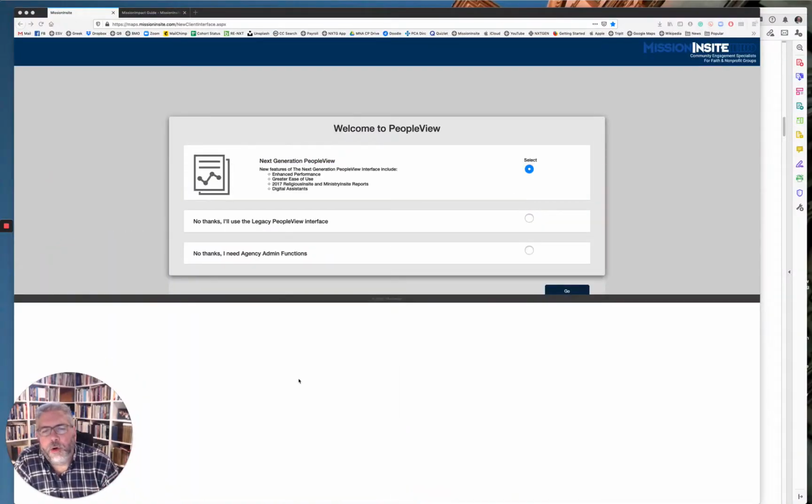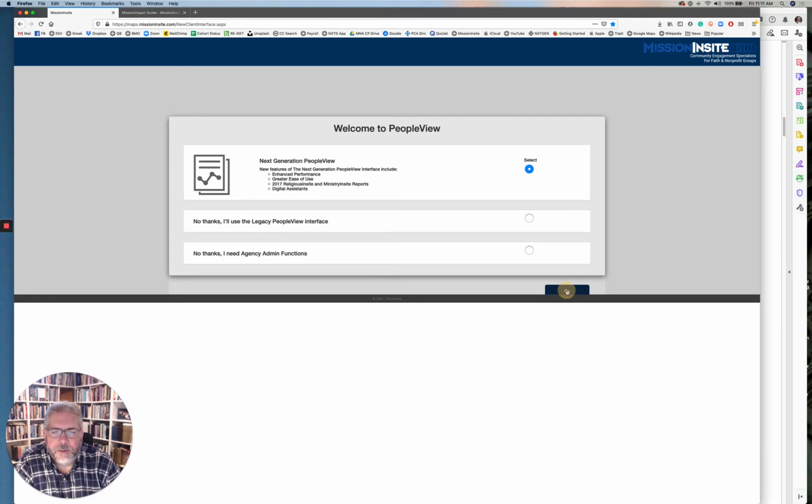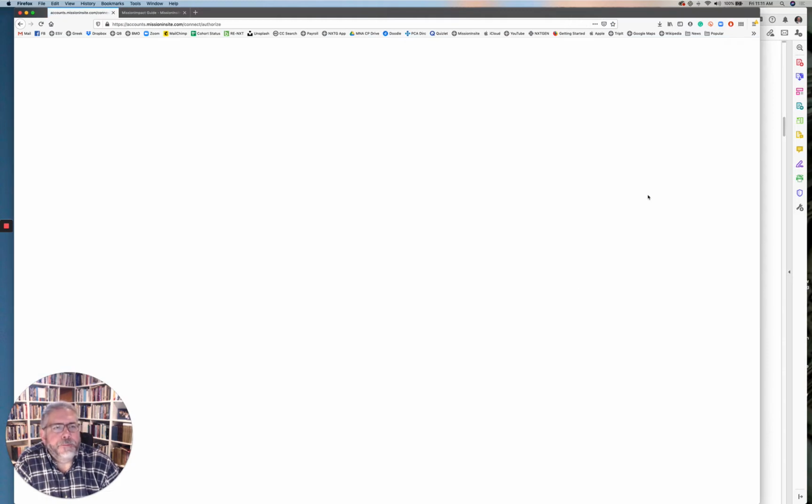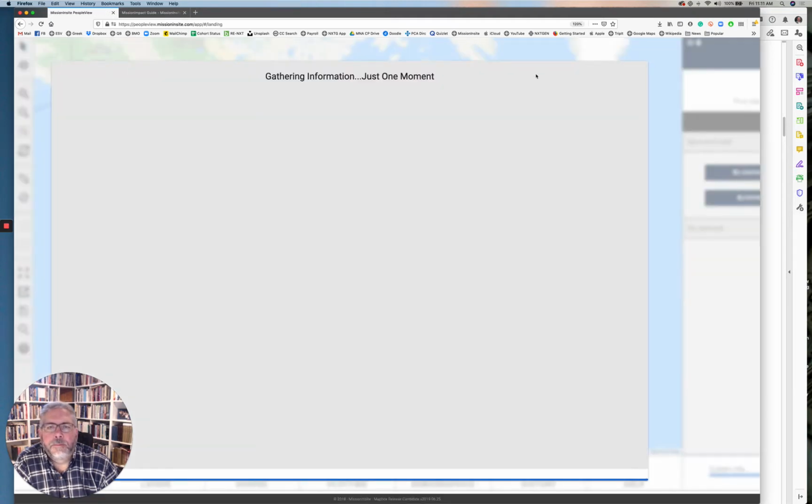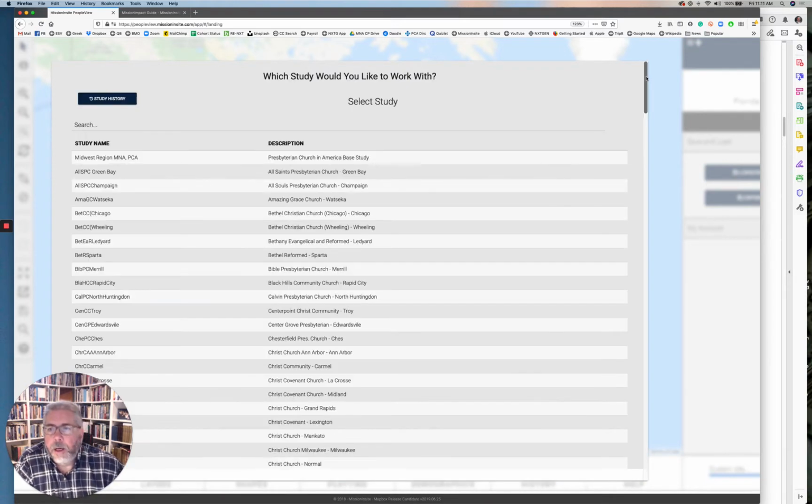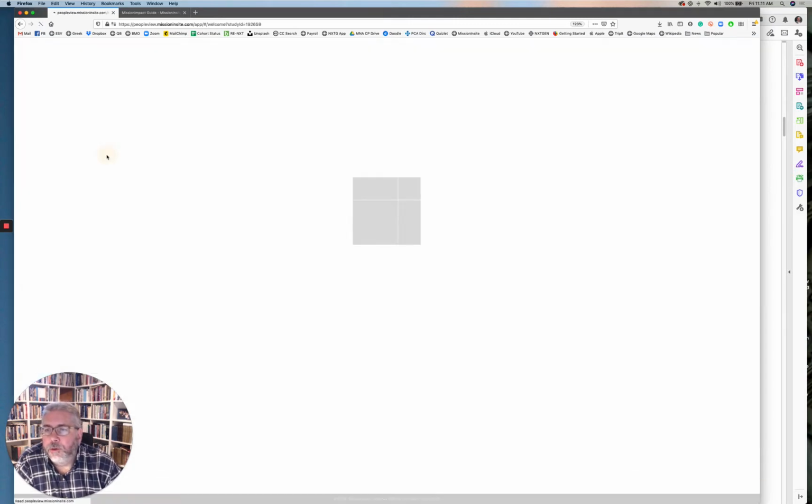And when you log on, you come in here, you're going to be wanting to use the Next Generation People view. The legacy is old and it's really not what you want to be using anymore. So as you log into the site, taking a little while to come in. Again, this is a wonderful tool that will take you very deep, and you can be extremely specific to whatever region you are. We're looking here at the Midwest.